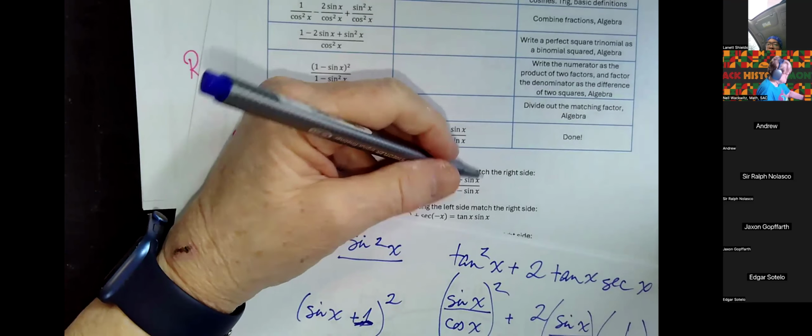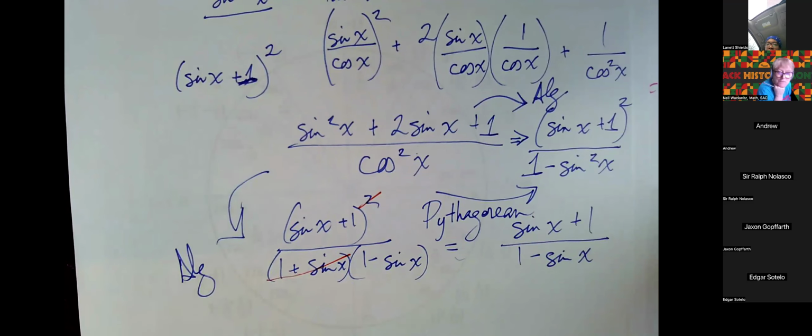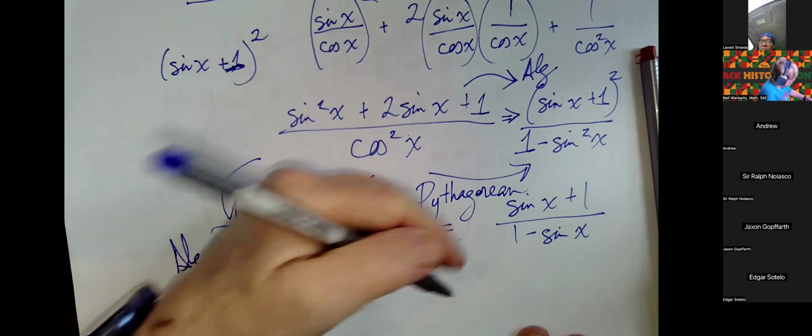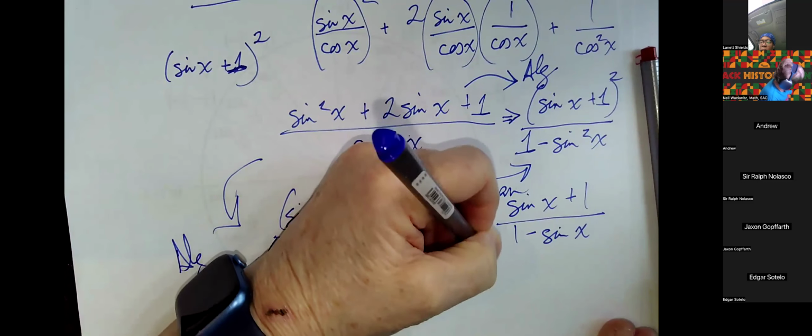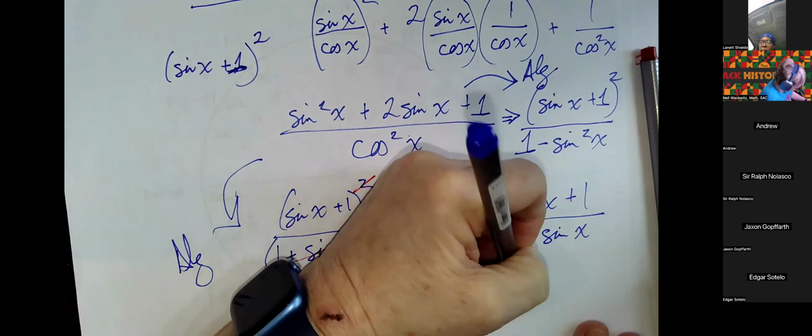Wait, it doesn't look the same. This says 1 plus sine x, and this is sine x plus 1. Just move the 1 over. Yes, the sum of 2 things, you can change the order. And I did that mainly to mess with you.